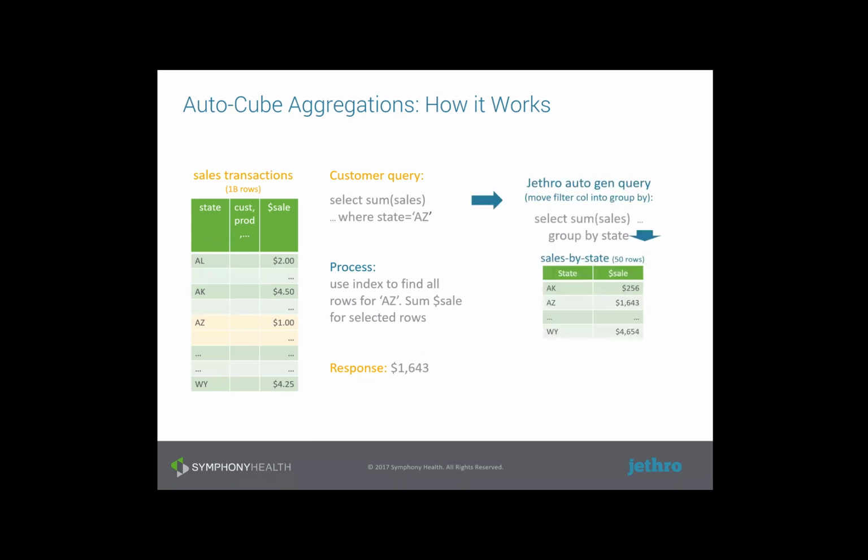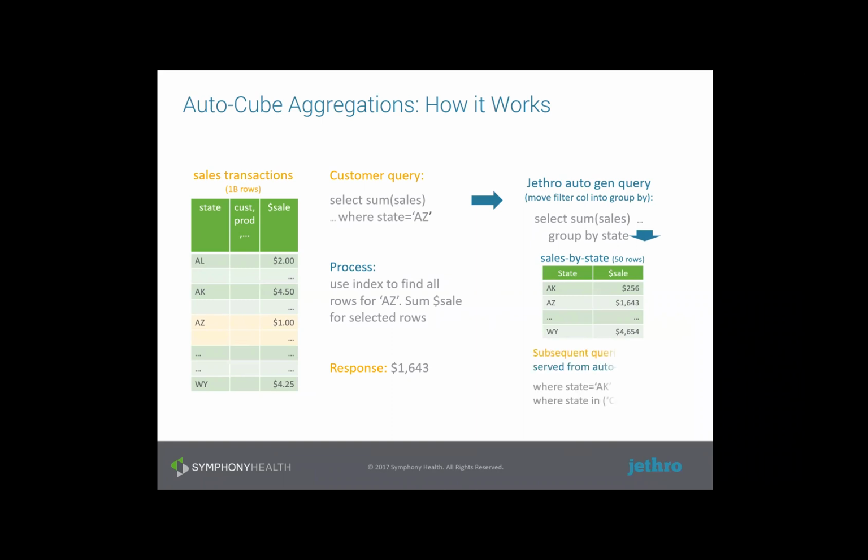Next, what Jethro will do is try to create automatically a cube aggregation for this query. The way we do it is by taking the query and trying to turn it into an aggregation. We do that by simply taking the columns from the filter, moving them into the group by. So Jethro will generate by itself a query that looks like sum sales group by state. Let it run in the background, and when it's done, we're going to have our cube aggregation.